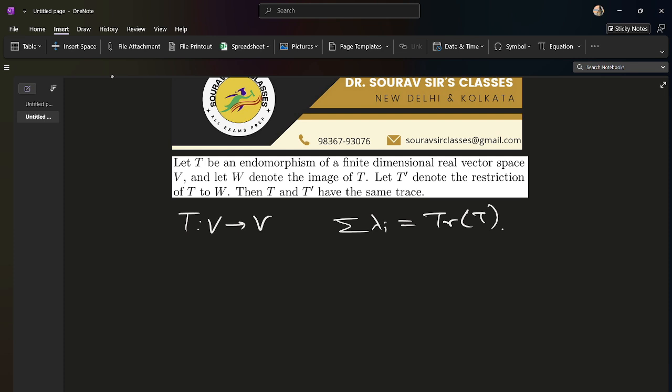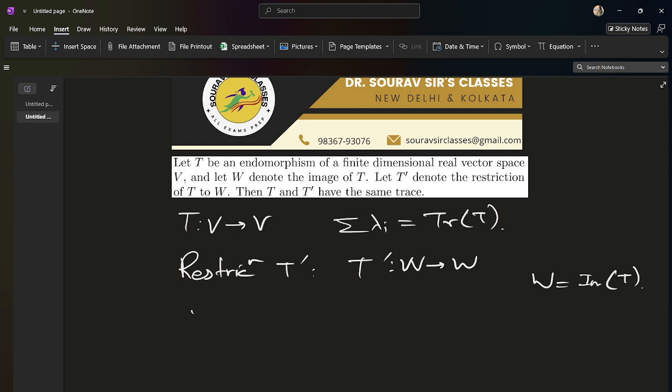Alternatively, if T is represented by a matrix A with respect to some basis, the trace of T is the sum of all diagonal entries of A. Now we are going to look at the restriction T', from W to W, defined by limiting T to act on the subspace W, which is the image of T. Now we are going to see the observations.